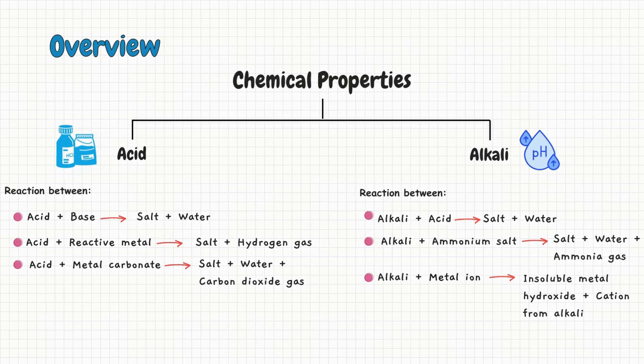Now, we move to alkali. When alkali reacts with the acid, it produces salt and water. When alkali reacts with ammonium salt, a salt, water and ammonia gas are produced. Lastly, the reaction between alkali and metal ion will produce an insoluble metal hydroxide and a cation from the alkali.